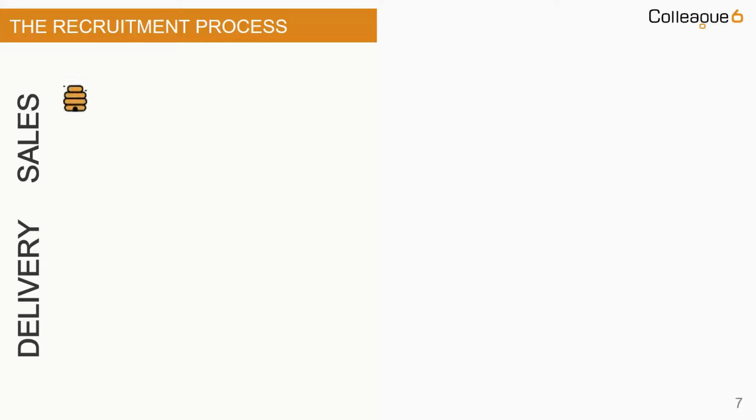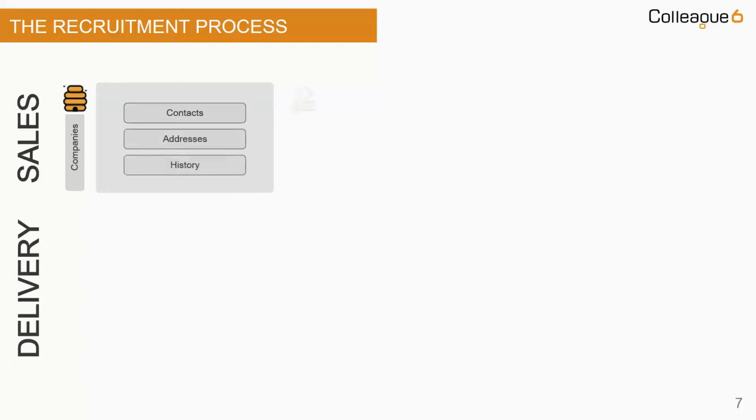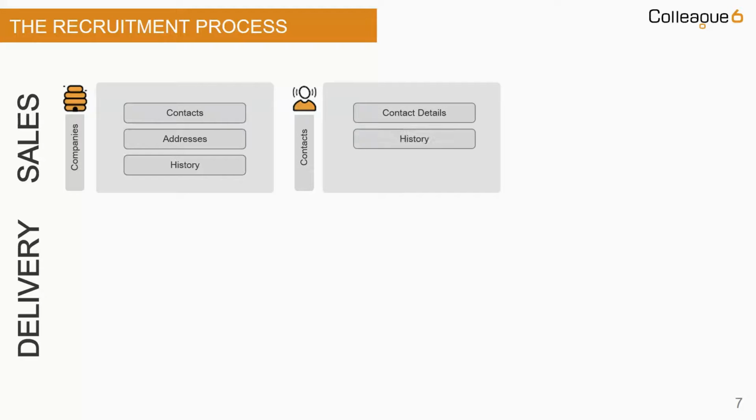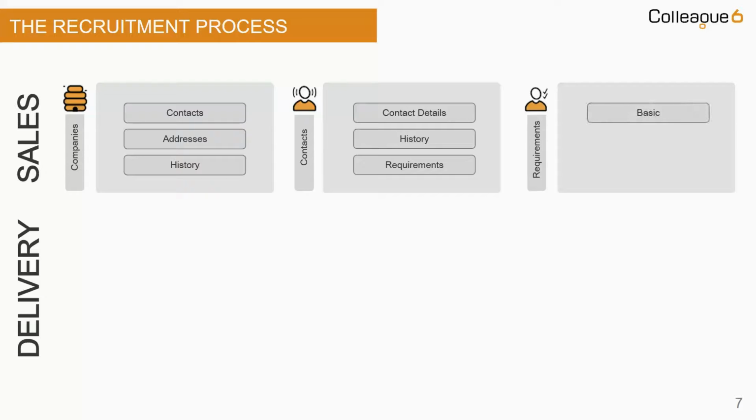Under sales, we have companies, which predominantly consist of contacts, addresses and history. Contacts, which focus on contact details, history and associated requirements. And requirements, which is Colleague's terminology for jobs or vacancies, which contain basic information relating to a vacancy, the job description, and the candidates that have been linked to it.